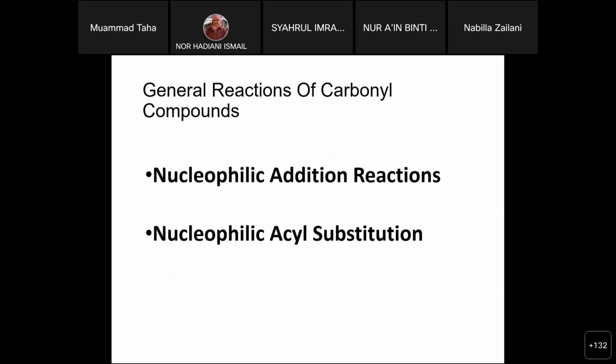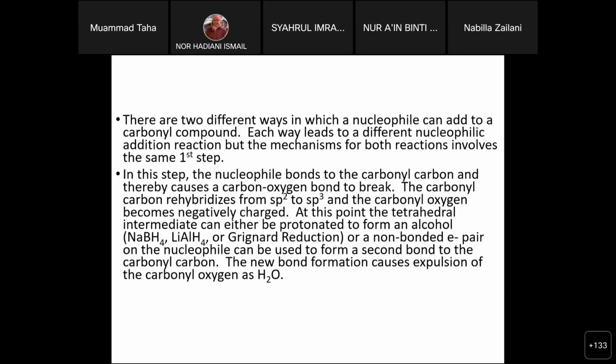So, the general reactions of carbonyl compounds: nucleophilic addition reactions and nucleophilic substitution reactions. There are two different ways in which the nucleophile can add to carbonyl compounds. Each way leads to a different nucleophilic addition reaction, but the first step of the mechanism is the same for both: the addition of the nucleophile to the carbonyl group.